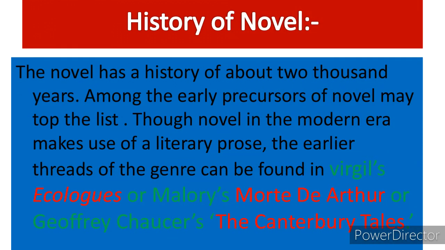History of the novel. The novel has a history of about 2000 years. Among the early precursors of the novel may top the list. Though the novel in the modern era makes use of literary prose, the earlier traits of the genre can be found in Virgil's Eclogues or Malory's Morte d'Arthur or Geoffrey Chaucer's The Canterbury Tales. So the novel has almost 2000 years of history, and the traits of the literary genre can be found in Virgil's Eclogues or Chaucer's The Canterbury Tales.